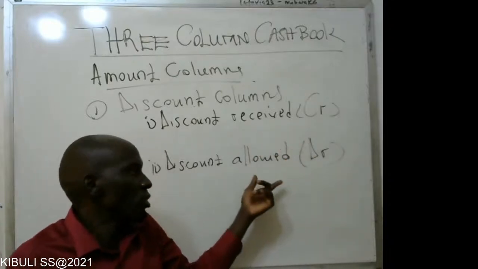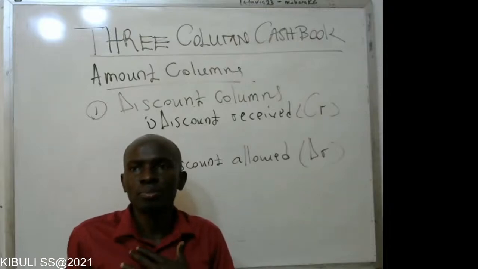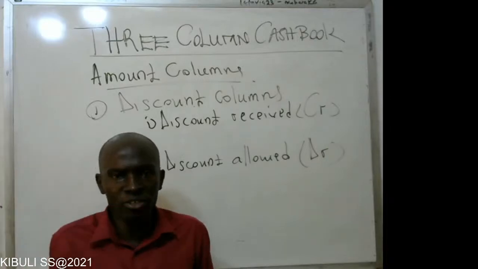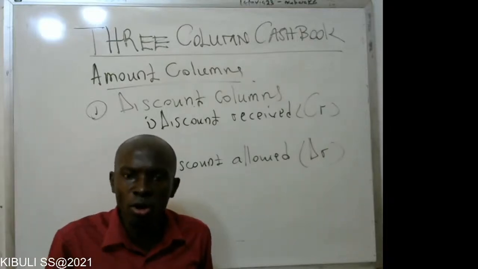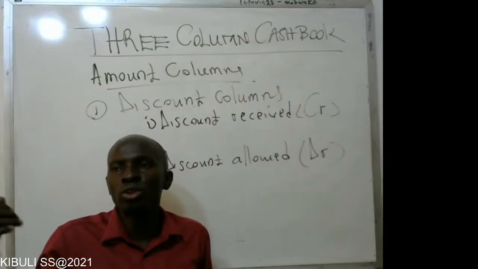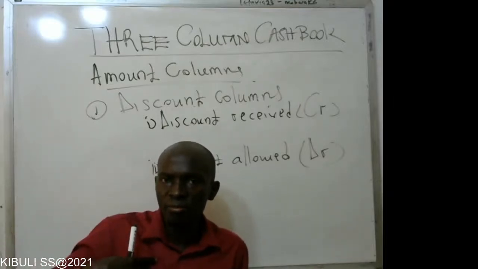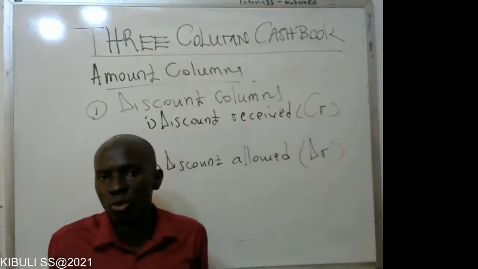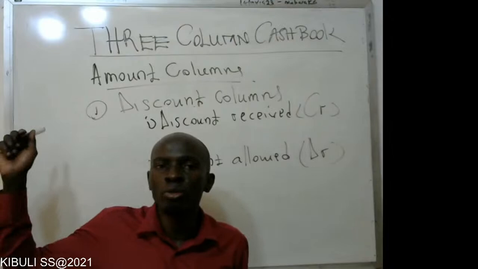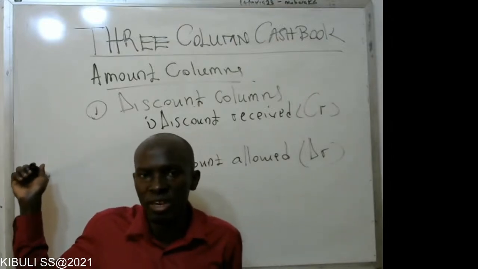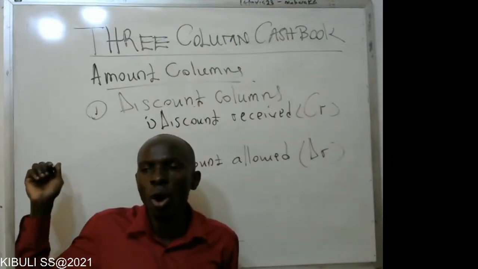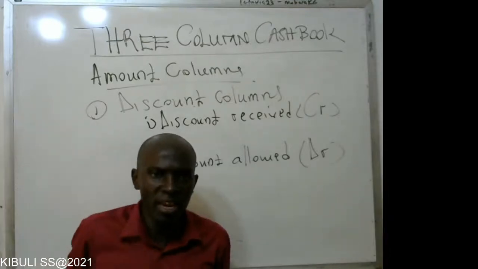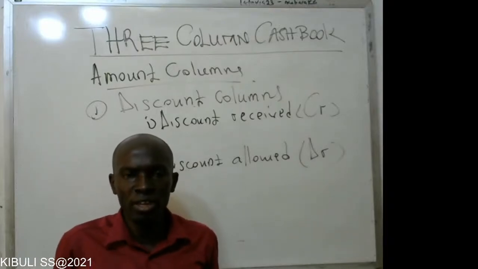And the reverse is true for the discount allowed. So the discount allowed is on the debit side of the cash book. Why? Because you allow that discount when you are receiving money from the different debtors. So if people are paying you, you allow them a discount. And when they are paying you, that means you are receiving. So it is on the debit side, cash or bank receiving. So that's why the discount allowed is on the debit side. Hope that one is clear, class.